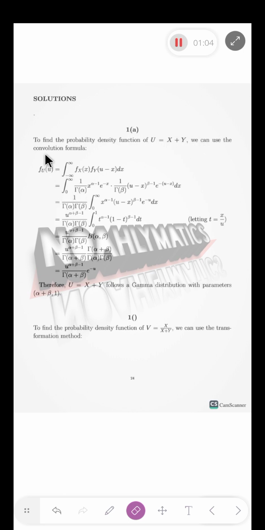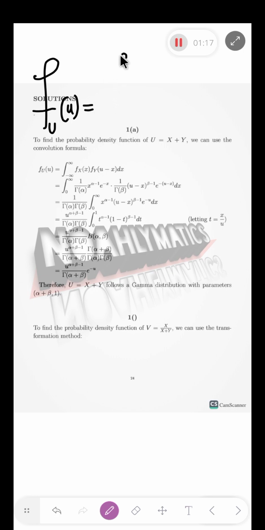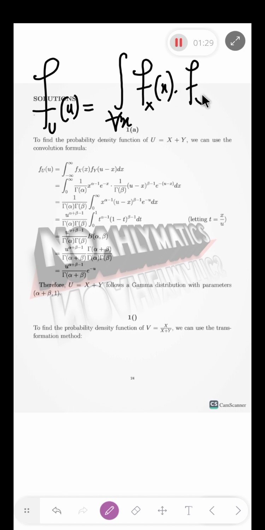So by the time you make use of the convolution formula, it is given as thus: f_U(u) is always equal to the integral, for all x, of the density function of X multiplied by the density function of Y, with respect to x. So this is the convolution formula.